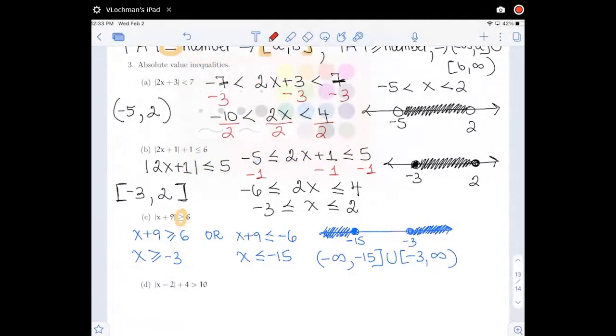What happens if I pick a number from here? Let's just pick something like negative 4. Let me ask you this question. If I plug in negative 4, is this a true statement? Is the absolute value of negative 4 plus 9 greater than or equal to 6? Is that true?